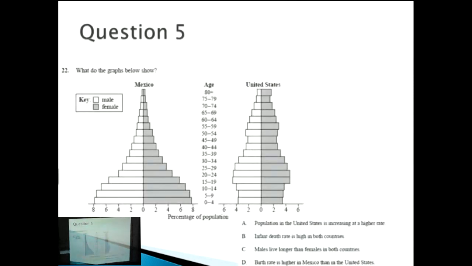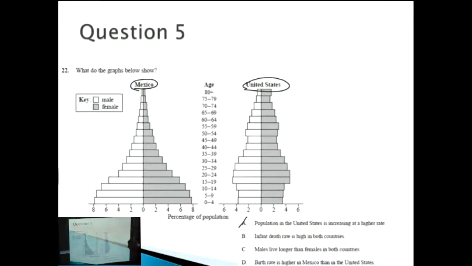Good. So the final question, what do the graphs below show? We've got a graph of what seems to be like the percentage of the population at the different age ranges that are available. And we're comparing both Mexico as well as the United States of America. Or maybe just United States, not too sure. Our questions are down here below. What can we gather from the graph? A, the population in the United States is increasing at a higher rate. Well, we don't even have any data on the rate of population increase right now. So it's another one of those red herring answers, just be careful. So I'm going to ignore that one for now.